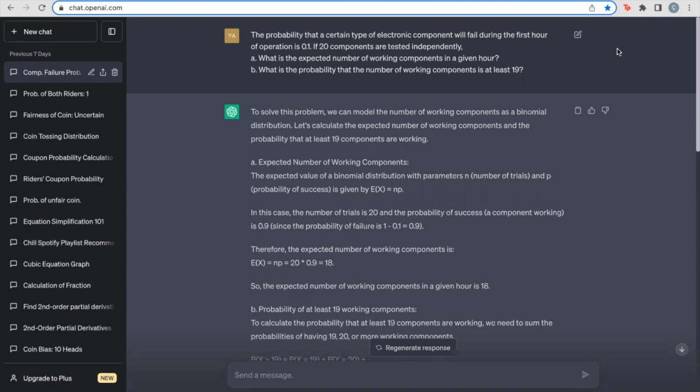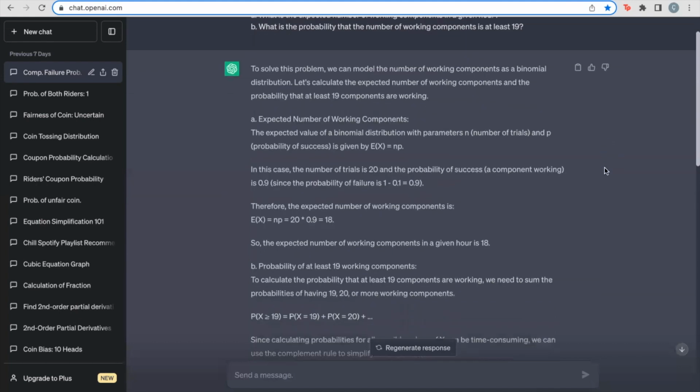The probability that a certain type of electronic component will fail during the first hour of operation is 0.1. If 20 components are tested independently, what's the expected number of working components in a given hour? And what is the probability that the number of working components is at least 19? Let's look at the first question.